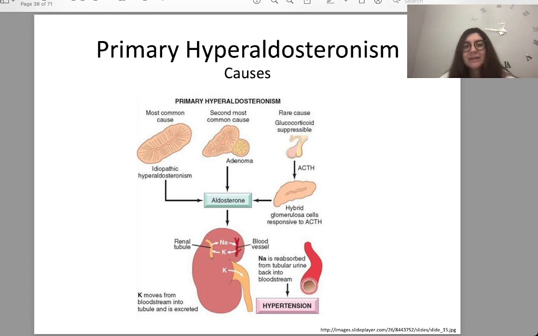Next syndrome for today is primary hyperaldosteronism, which is an isolated elevation of aldosterone not connected with glucocorticosteroids.